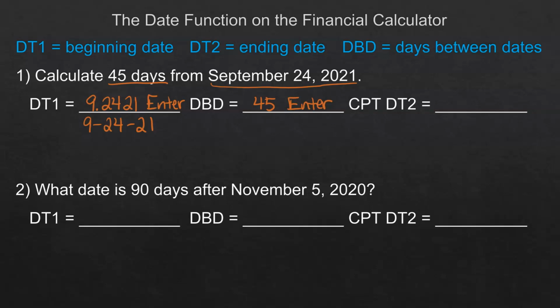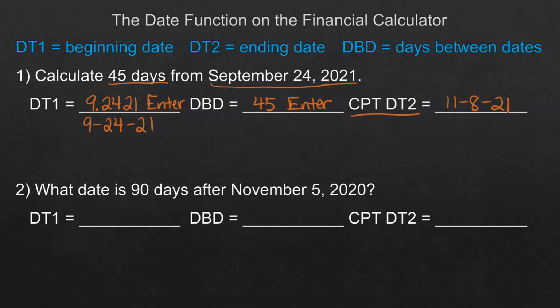And then last, we are going to compute DT2, and then you will see the date. That is 45 days after September 24th, and that is 11/8/21. All right. Now, once again, you can pause, you can go back, you can make sure that you're understanding.